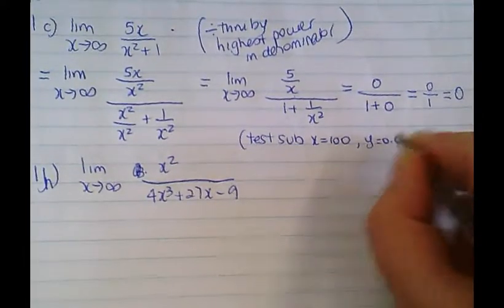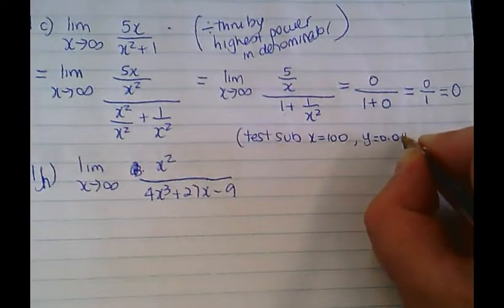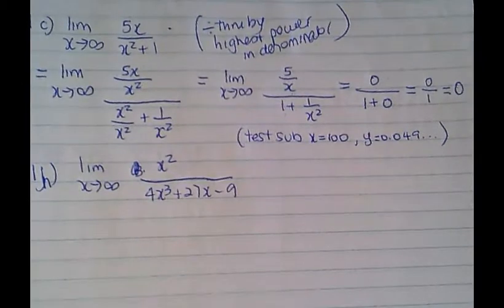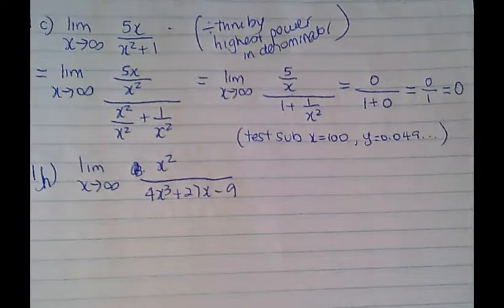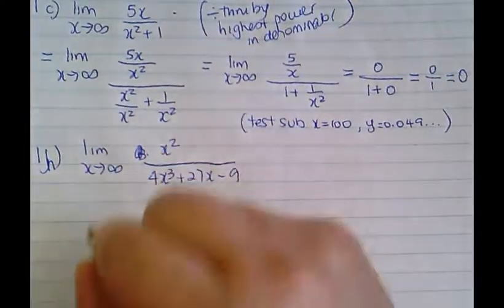0.0 what? Sorry? 0.049, etc. Do you think that this is approaching 0? Okay. And from above as well. Okay, so it's approaching 0. Do you see? So you can do it by substituting, but we're going to do it this way, using limits.